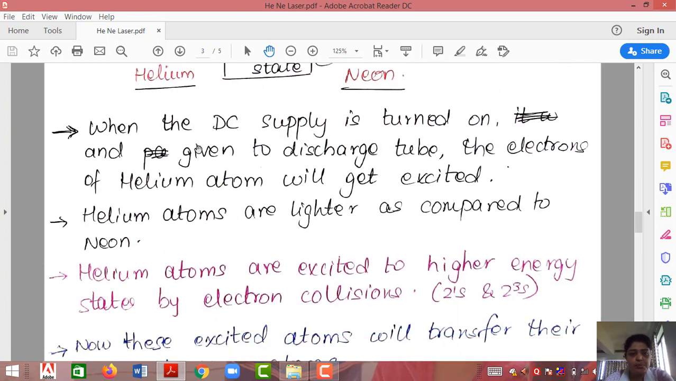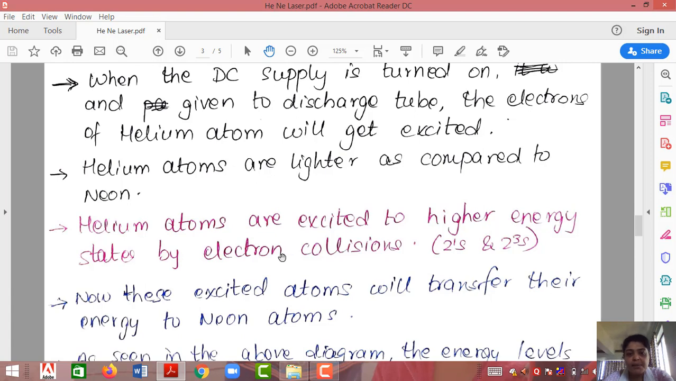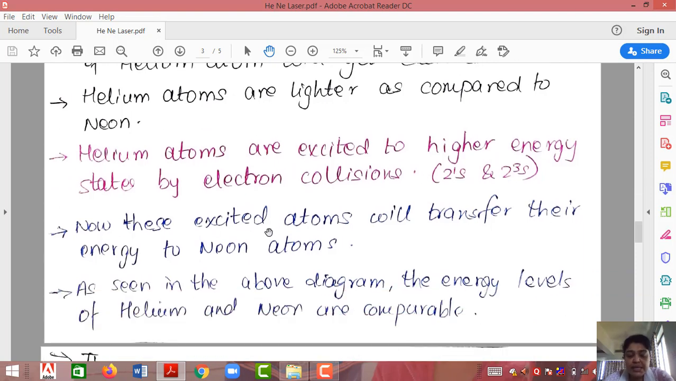Let us go through the points. When the DC supply is turned on and given to the discharge tube, the electrons of helium atom will get excited. Helium atoms are lighter as compared to neon. Helium atoms are excited to higher energy states by electron collisions. They will go to 21s and 23s. Now these excited atoms will transfer their energy to neon atoms which are in the ground state.